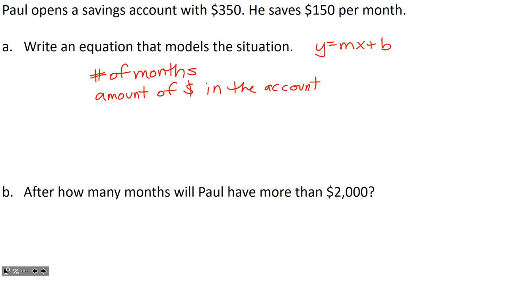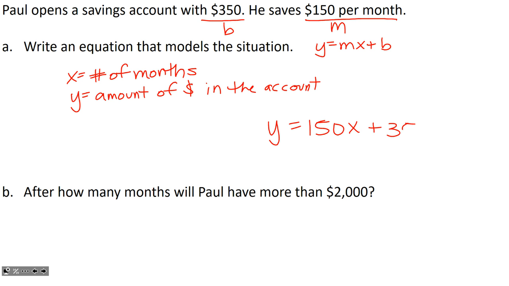And think about, again, which one is independent, which one is dependent, which one affects the other. The number of months is going to affect how much money he has. So he saves $150 per month, and he opens the account with $350. Remember, y equals mx plus b, the starting value is your b. So he starts with $350, and the word per, each, and every gives you the slope. So I just put that all together, there's my equation.